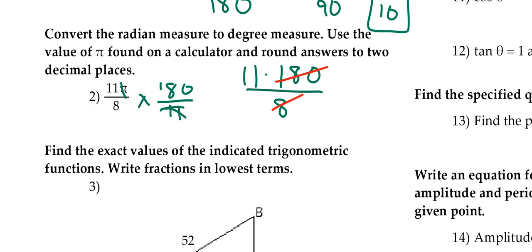All right, now. What goes into both of those? 8 does. Okay. If you don't know whether 8 goes into 180 or not, go with something smaller than that. Anything go into 90 and 4? 2 does. So we really have 11 times 45 over 2. Once again, cruel for a non-calculator.